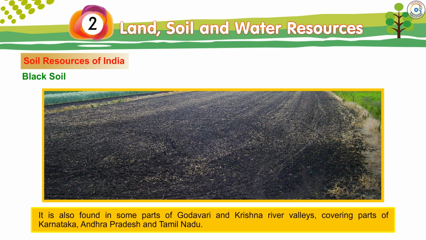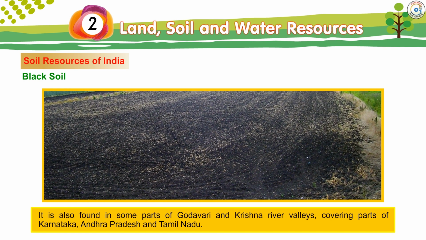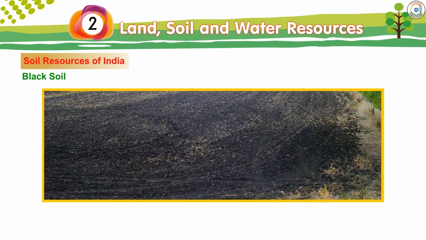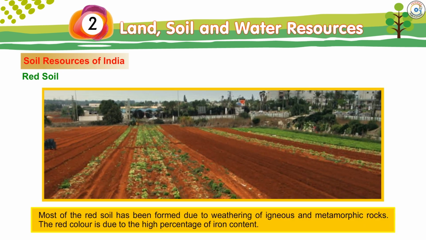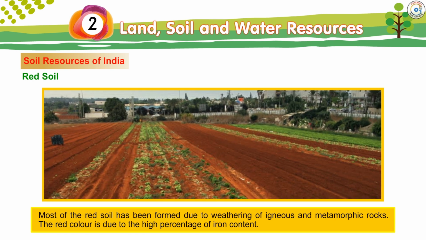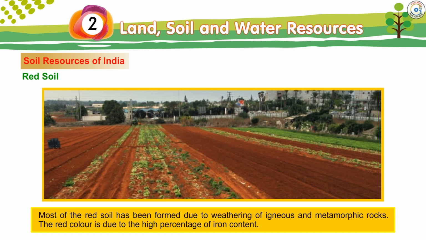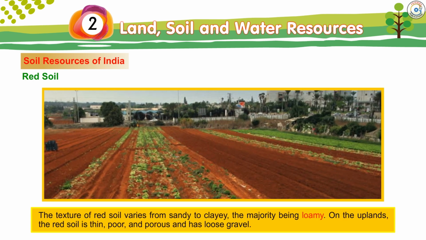It is also found in some parts of Godavari and Krishna river valleys, covering parts of Karnataka, Andhra Pradesh and Tamil Nadu. Red soil. Most of the red soil has been formed due to weathering of igneous and metamorphic rocks. The red color is due to high percentage of iron content. The texture of red soil varies from sandy to clay, the majority being loamy.